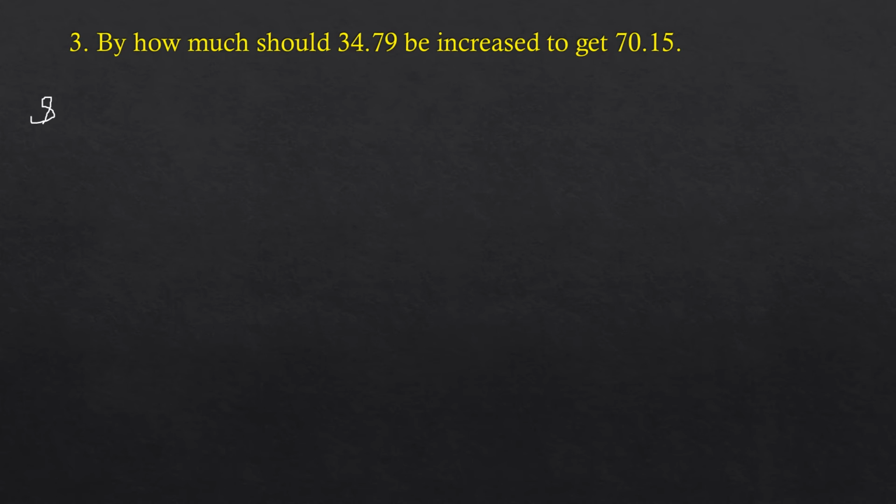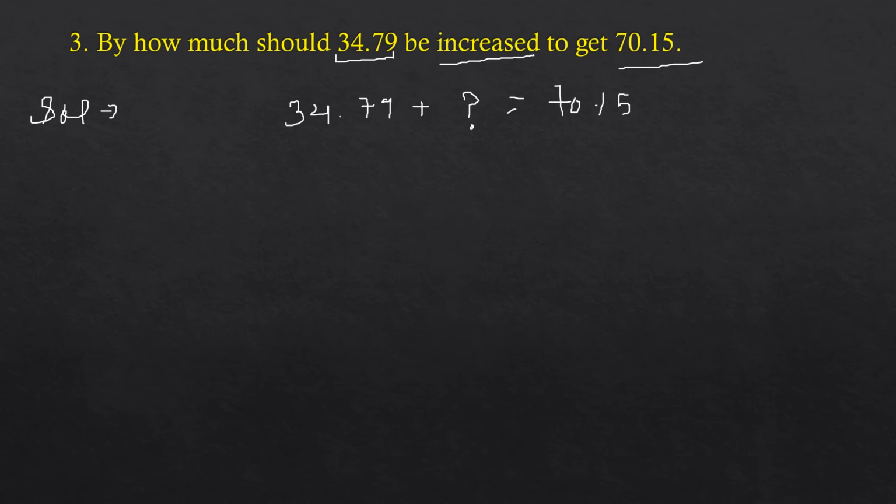Here in the question we have asked: by how much should 34.79 be increased? Increased means added. We have to add something. So what should be added? Basically this question means: what should be added to 34.79 to get 70.15? We want 70.15. So what should be added to this 34.79?